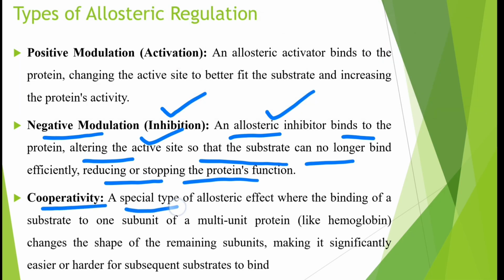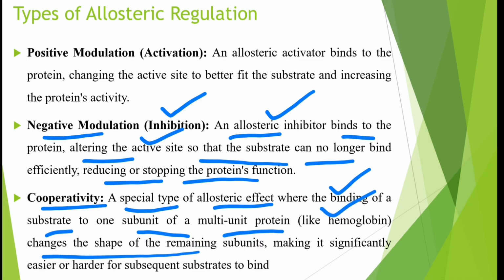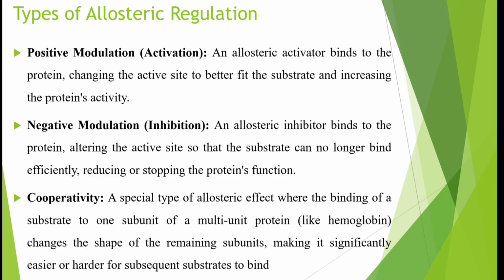Another thing is cooperativity. It is a special type of allosteric effect where the binding of substrate to a subunit of a multi-unit protein like hemoglobin changes the remaining subunits, making subsequent substrate attachment significantly easier or sometimes harder. So these are the cases of allosteric regulation. Sometimes they affect positively, sometimes negatively, and sometimes many subunits act cooperatively to do one function. So these are some cases of enzyme inhibition.